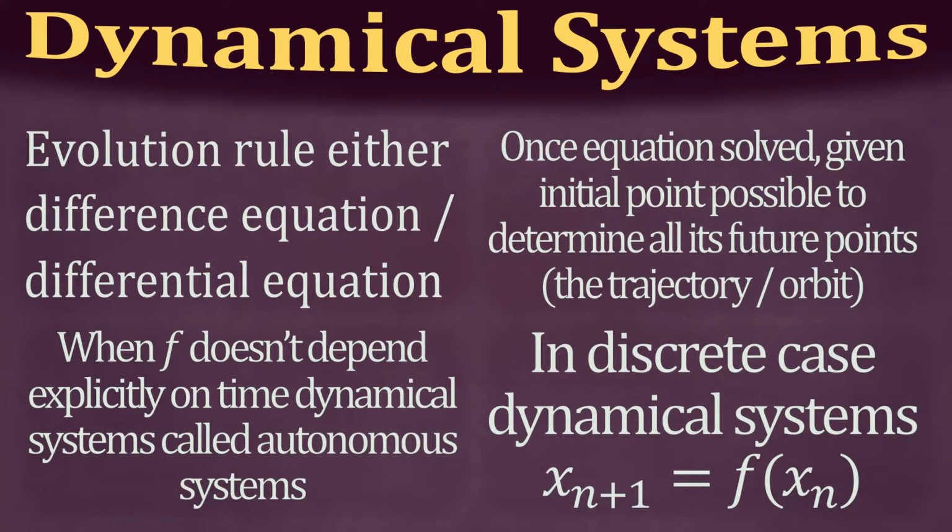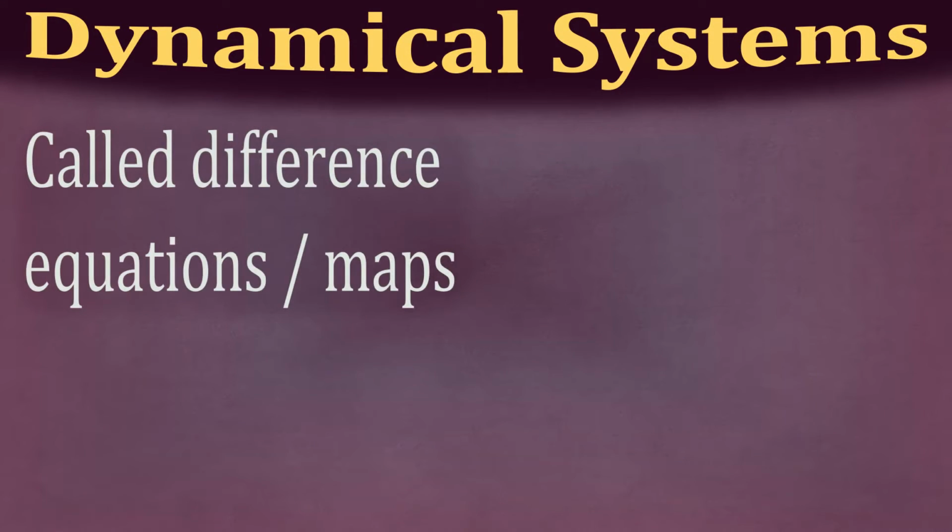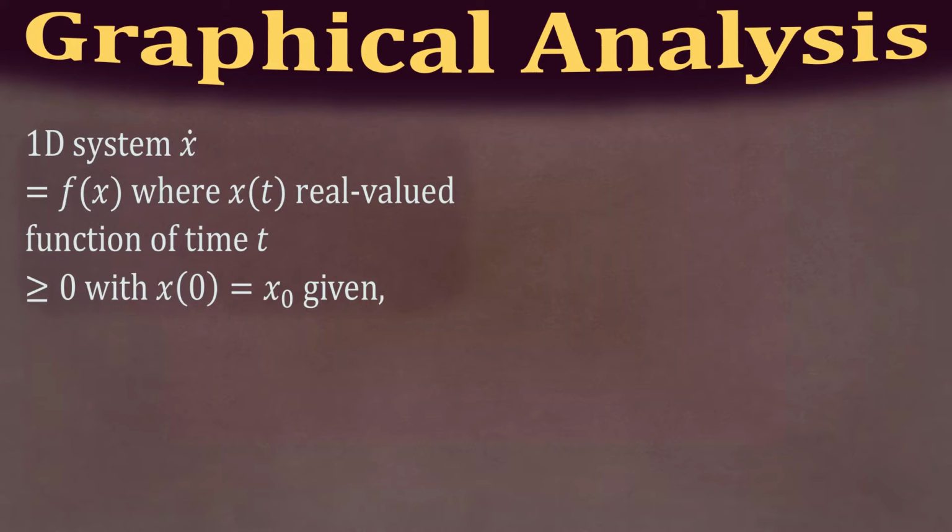In the discrete case, we have then the 1D dynamical system x of n plus 1 is equal to f of x of n. They are also called difference equations or maps. Now let's discuss graphical analysis.